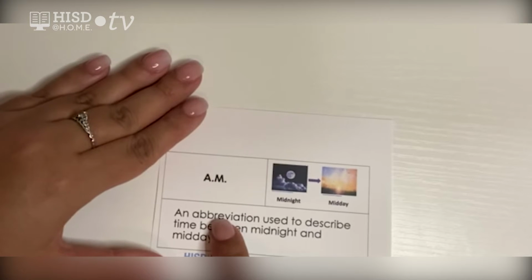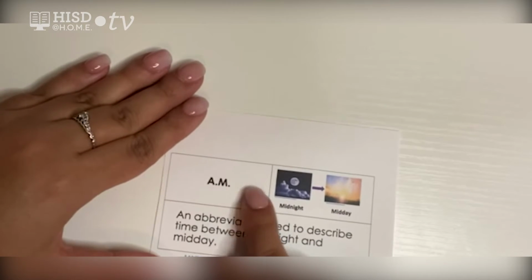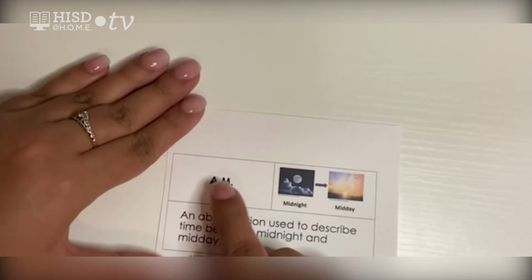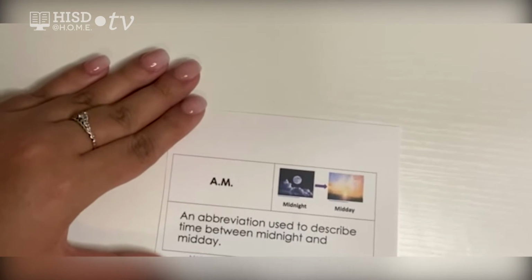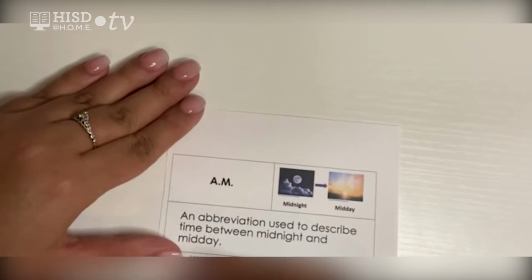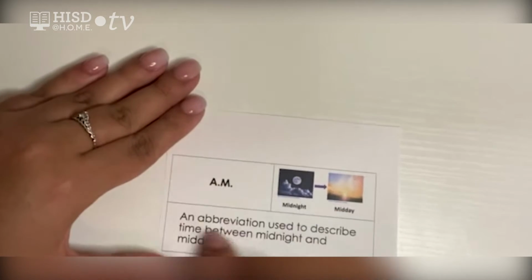Most of you guys begin school around 7:30 a.m., right, in the morning. So a really cool way for you guys to remember a.m. is just think "at morning." That's not what it means, but it's just a way for us to remember a.m. is at morning.